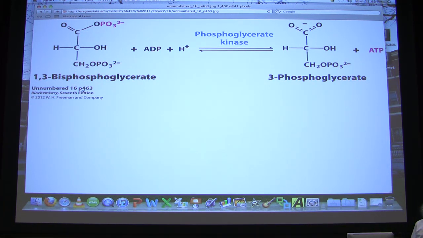The second way that cells make ATP is what's called oxidative phosphorylation. We'll talk about that next term when we talk about the electron transport system. Oxidative phosphorylation in animals is by far the most abundant way of making ATP. The third mechanism for making ATP is what's called photophosphorylation, and that's what plants use in photosynthesis. Now, this is a relatively minor way of making ATP. Substrate level phosphorylation doesn't contribute very much to the overall ATP pool.